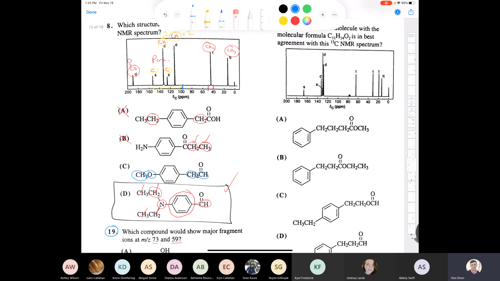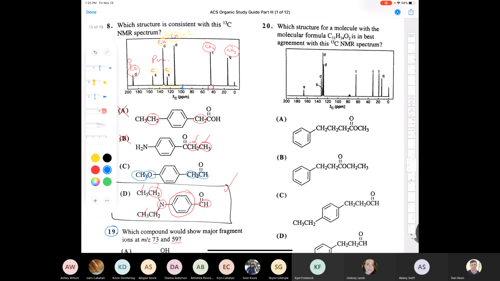Question number 20. Which structure for a molecule with the molecular formula C11H14O2 is in best agreement with this carbon-13? We've got a CH3, a CH2, CH2, CH2, a CH, another CH, another CH. Here we have a singlet that comes from a quaternary carbon. And then we have another one over here.